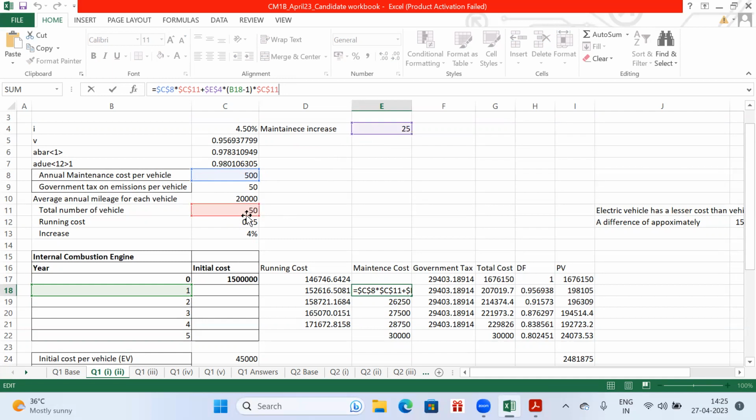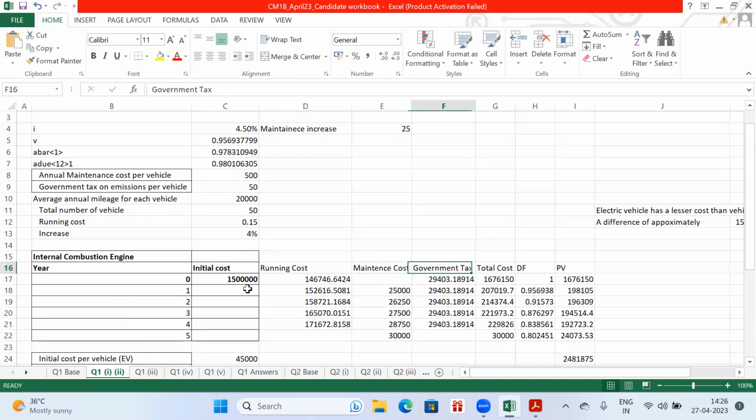So 25 into 50 into the increases from the start of the second year, from the second year onwards. So in the first year, there will be no increase. So first year, it will be 1 minus 1, time minus 1, 0. And from second year onwards, it will keep on increasing. This will go from time 1 to time 5.